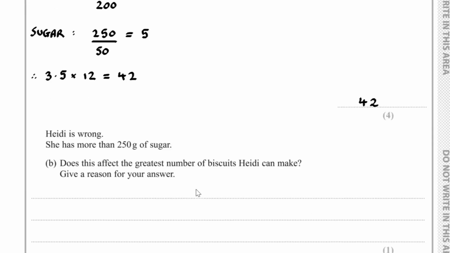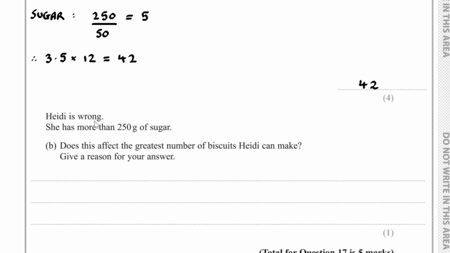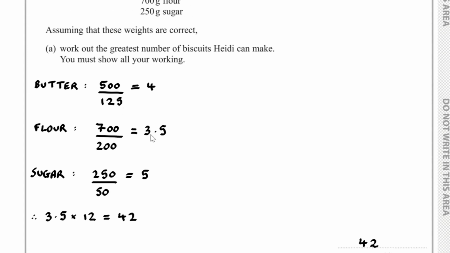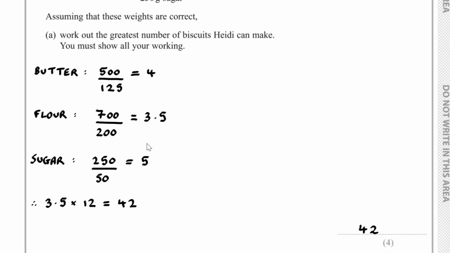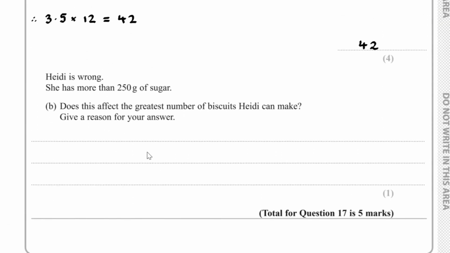Then Heidi is wrong. She has more than 250 grams of sugar. Does this affect the greatest number of biscuits Heidi can make? Give a reason for your answer. Well, we are limited by the flour, and that is the critical value. And so therefore, it doesn't affect the number of biscuits she can make because flour is the critical value.